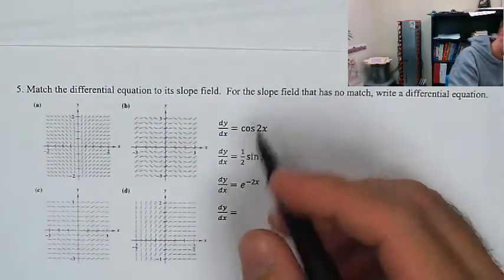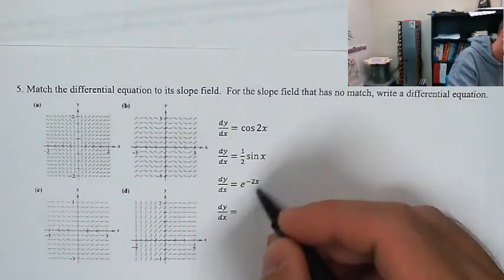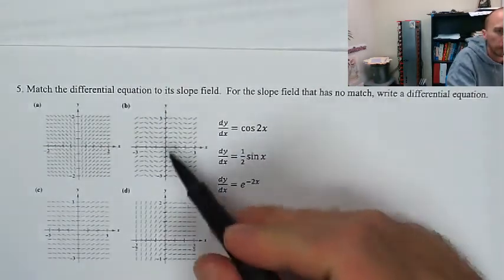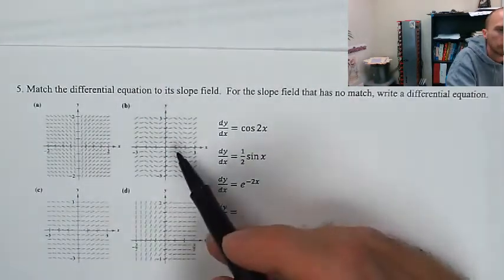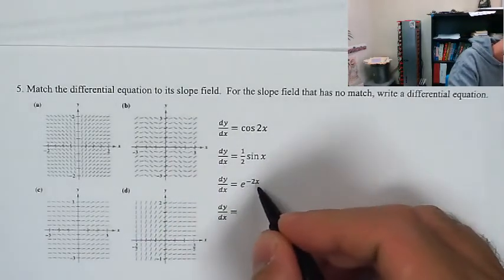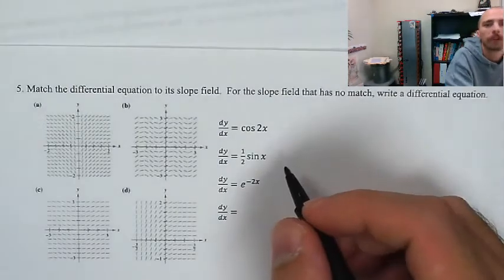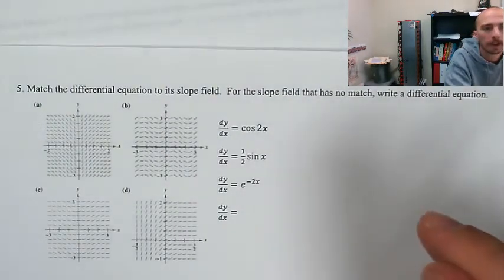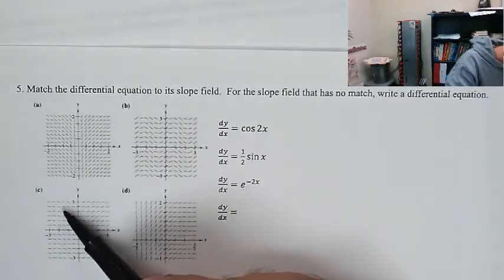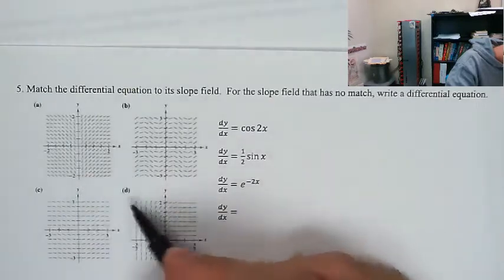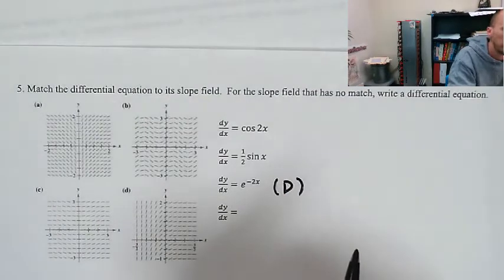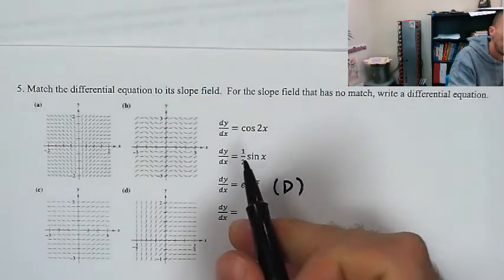Okay, so e to the negative 2x. I'm going to start with that one. I'm going to try to identify based on the equation, not go the other way. Because I got trig over here. I think that these are both going to be the trig, because they're kind of wavy. This one, who knows? But the thing about e to the negative 2x is that it is positive for any x. And so I need to look and find one that has no negative slopes anywhere. And I'm seeing negative slopes on this one, and this one, and this one, so D must be e to the negative 2x. Okay. 1/2 sine of x.